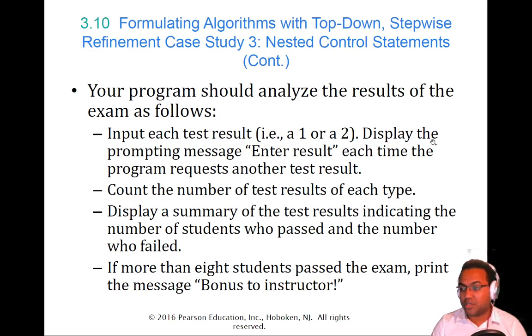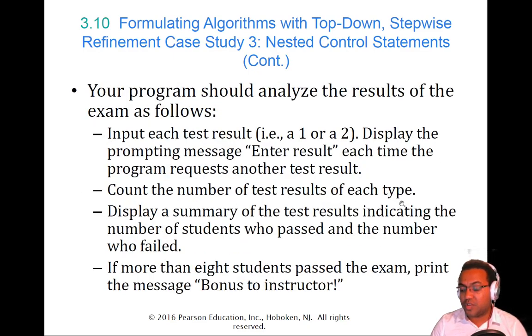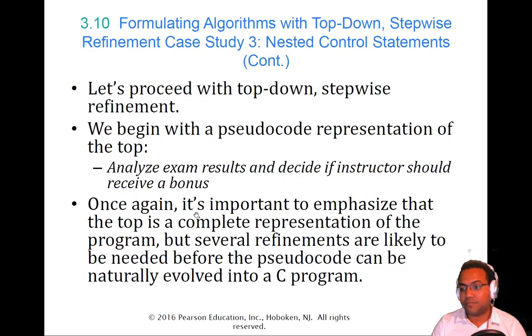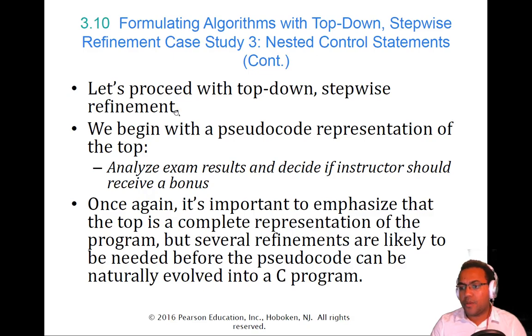Input each test result. Display the prompting message, enter result, each time the program requests another test result. Count the number of test results of each type. Display a summary of the test results indicating the number of students who passed and the number who failed. If more than 8 students passed the exam, print the message, bonus to instructor. And this is basically a recounting of what we just said. So, let's proceed with top-down stepwise refinement.